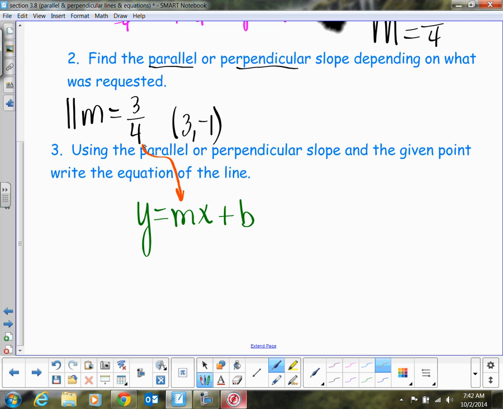How do you use your point? Negative 1 goes into y. And x is 3. Exactly. If it helps you, put an x on top, put a y on top. Under no circumstances is b negative 1. You will lose a slew of points if you just throw negative 1 in there. So you're going to say negative 1 is equal to 3/4 times 3 plus b.